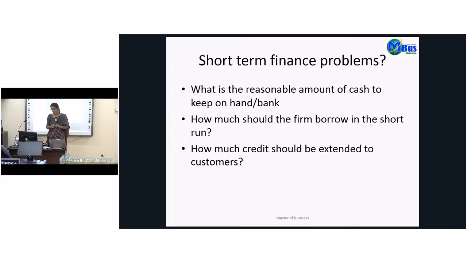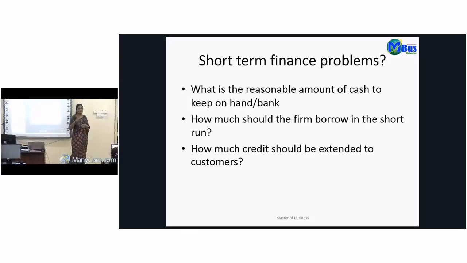Same thing is there with the companies, right? How should the firm borrow in the short run? How much should the firm borrow in the short run? When the firm borrows money in the short run, interest rates are highly volatile, right? They are highly volatile. If you go to the different banks and check the rates, sometimes when you borrow in the short run, you might have to go for a very high interest rate.